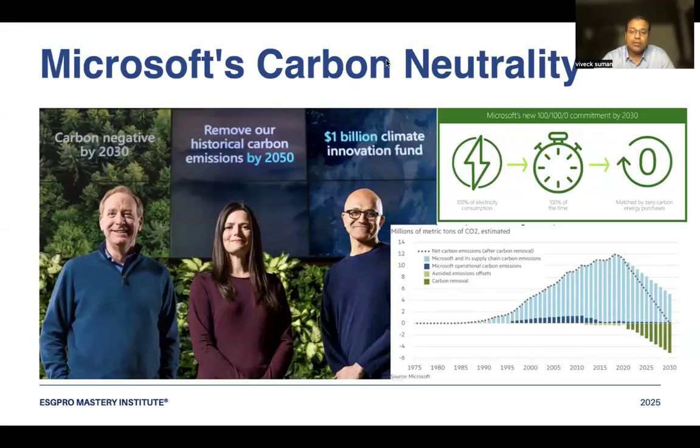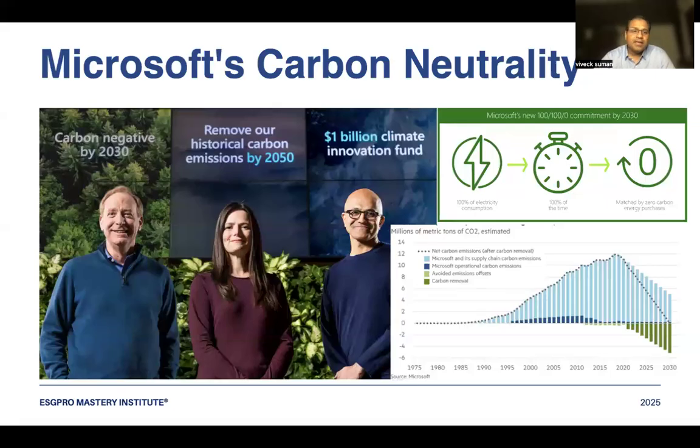Second, removal of historical carbon emissions by 2050 is one of the biggest tasks which Microsoft has committed to, and they are determined to achieve it. However, anybody who is seeing the graph down below, I will take your opinion in a couple of minutes. So be ready, look into that graph, what is the legend, read it quickly. Meanwhile, I'm just completing this.